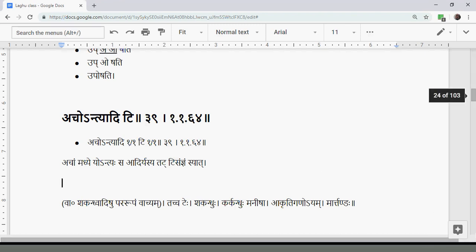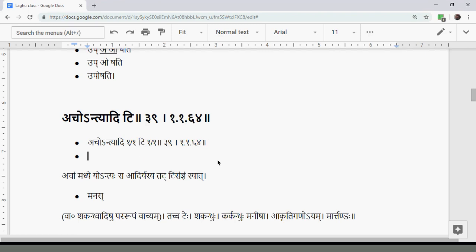Say, Manas Shabda. Let me look at some examples. Any Shabda can be taken, but first, let's look at this. Achaha. So, achaha, I didn't do padachheda, achontyadi. Achaha, acham madhye yo antyaha. So, this is a single word, not a padachheda, it is the samasa vigraha.